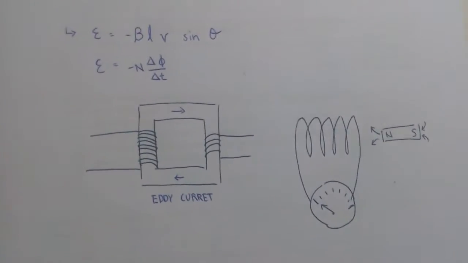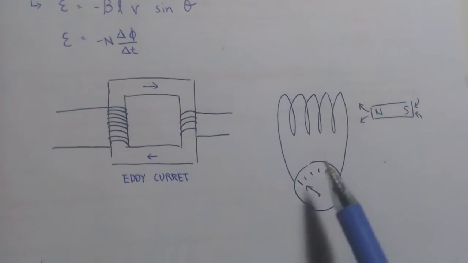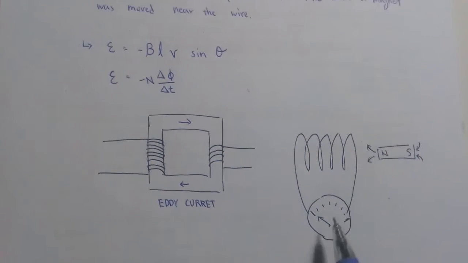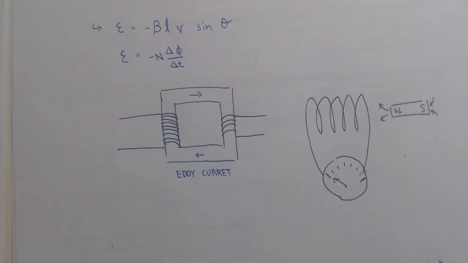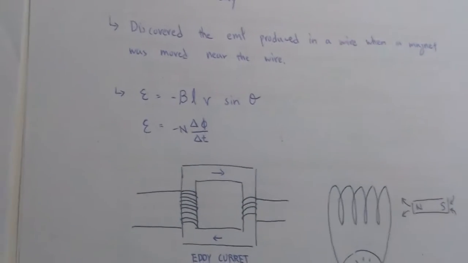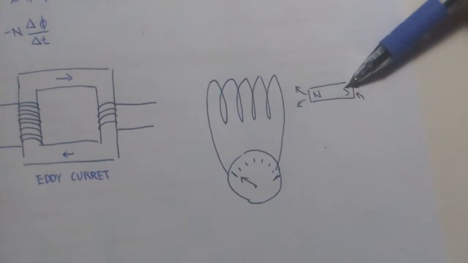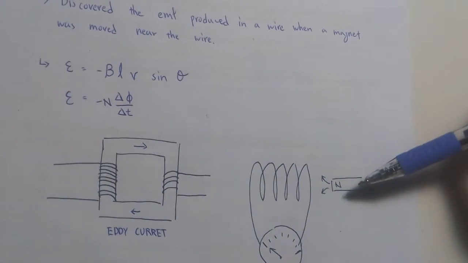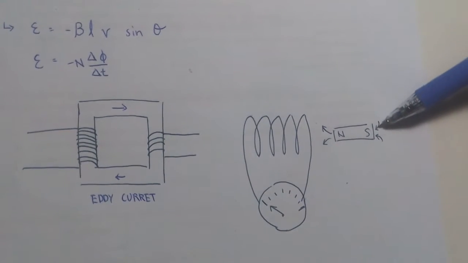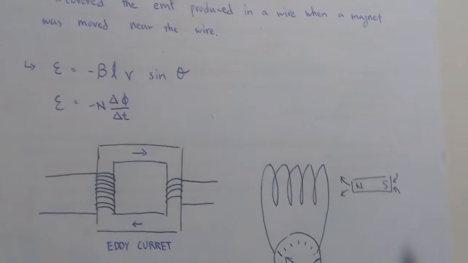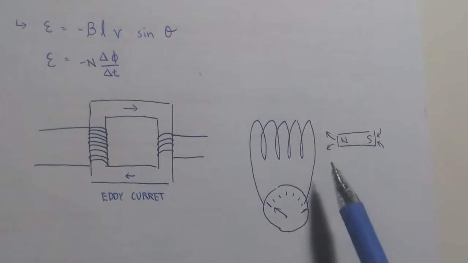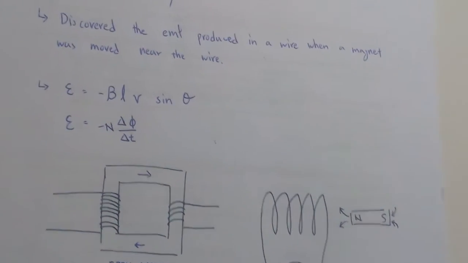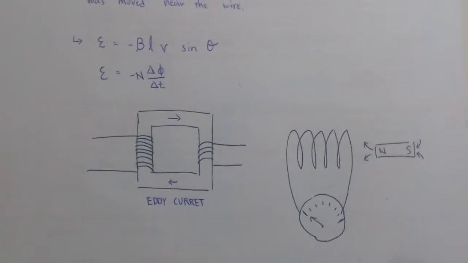To explain, we have two diagrams. This is a galvanic voltmeter, which is used to measure the voltage produced, the EMF produced. In this case, we have a magnet, north pole and south pole. We know that a magnetic field is produced from the north pole to the south pole. As we move this left and right, this magnetic field will cut the conductor, so it will produce EMF in this coil.